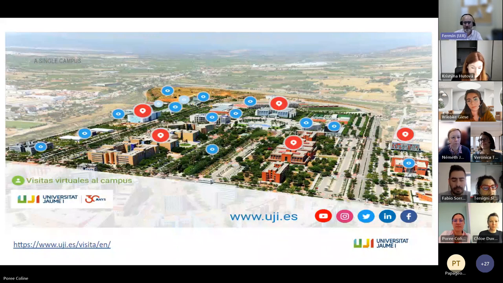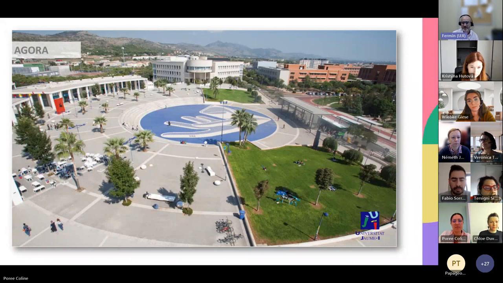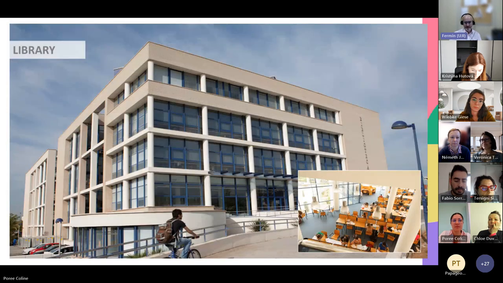And in the next slides, I have selected some of the best pictures, I think, in our university. This one represents the Agora, the neurological center of our university. And as you can see, there are open spaces and green areas. That's a characteristic that is embedded in our university. In the next slide, we have a picture of our library. I have to say that it has space for more than 2,000 students.